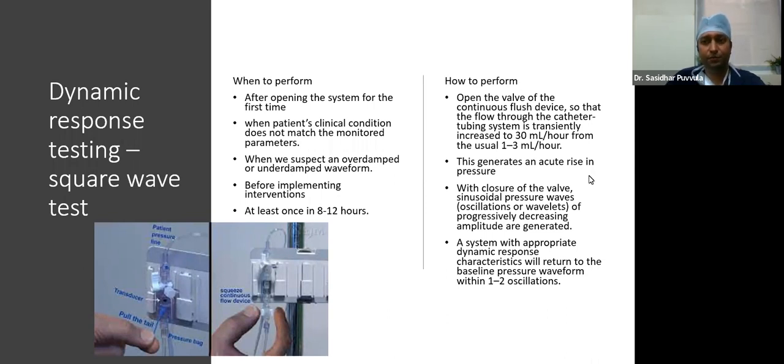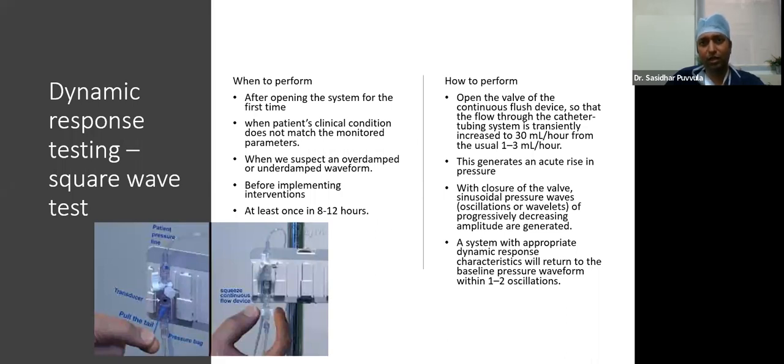So how to perform this? It's a very simple bedside test to perform. Just open the flush valve. See if it is a pull tab or if it is a squeeze, based on the type of transducer you are using. Just open the flush valve. What happens is when you open the flush valve, you expose the entire pressure transducing system to an acute rise in pressure, and close it immediately within 1 to 2 seconds.